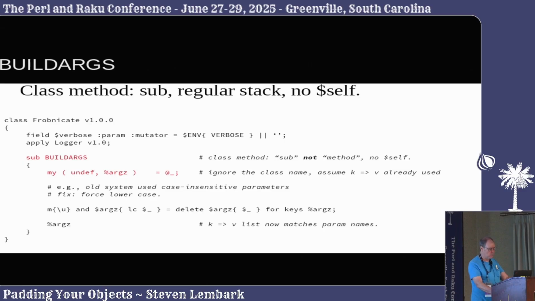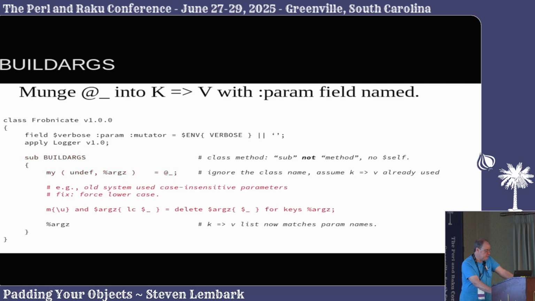So, for example, one way to do it is this. I just ignore the prototype. If I think that everyone's passing me key value already, I can just assign it to a hash. But let's say I'm in a place where all of our existing stuff is case insensitive and people use uppercase verbose. Now it's case sensitive because it has to match the name of the field. So I can go through, take all the arguments that have any uppercase letters in them, force them to lowercase, and then hand that back.